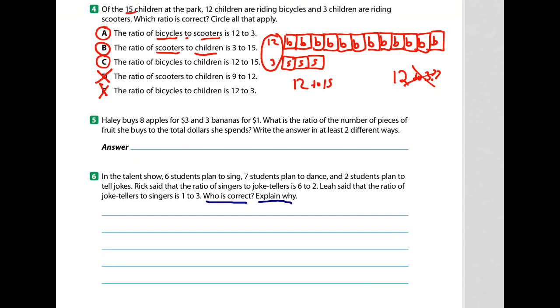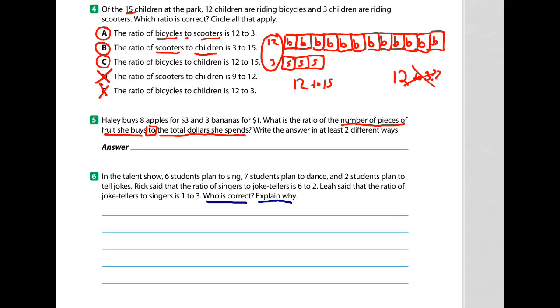All right, number 5. Haley buys 8 apples for $3, 3 bananas for $1. Okay, so this one they're throwing in some extra numbers to try to confuse me. What is the ratio of the number of pieces of fruit she buys to the total dollar she spends? So the number of pieces of fruit she buys has to be my first number, to the total dollar she spends. Write the answer in at least 2 different ways.